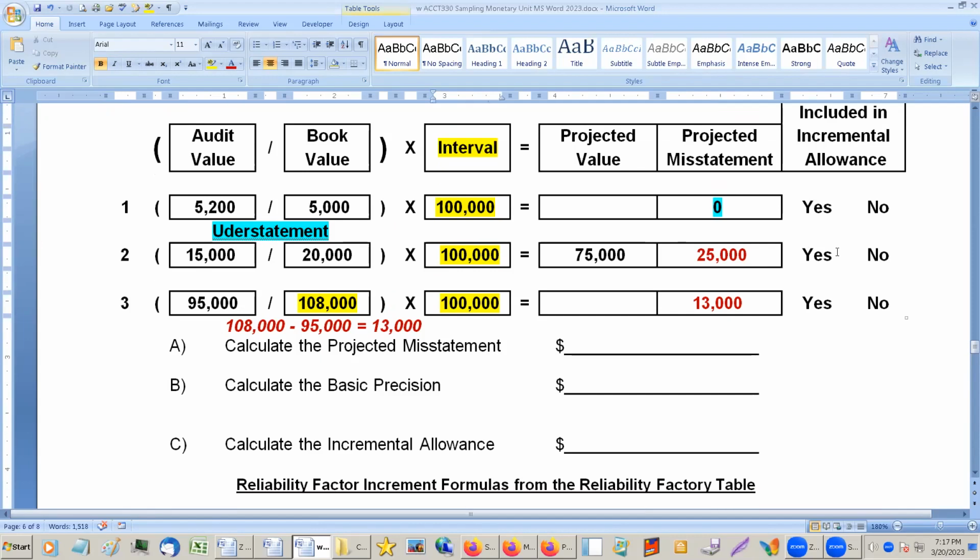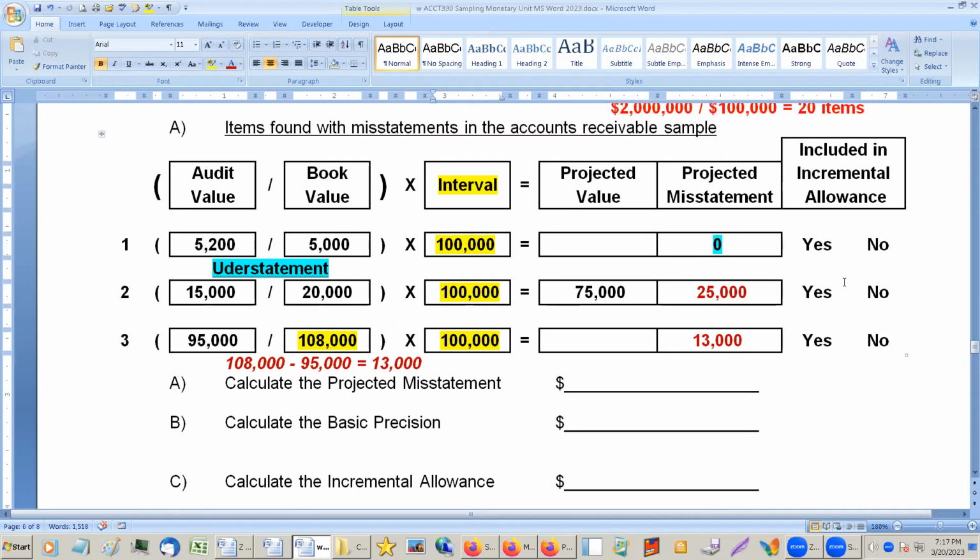And we may as well do the included in the incremental allowance. We'll do that right now, I guess. Well, the first one doesn't really matter, even if it was a yes, because the misstatement is 0, so this would be no. Now, these intervals are kind of like separate samples. The interval is a sample in and of itself. We've taken the entire population and broken it up into these little sample chunks. So in those sample chunks, could something else go wrong? And it depends on how much of the sample you've taken.